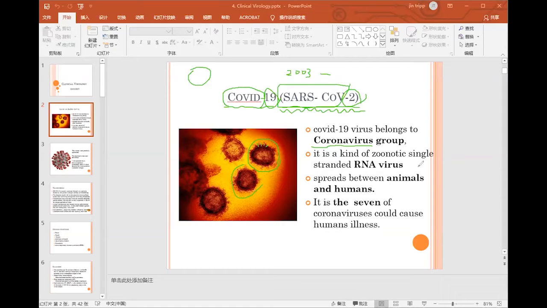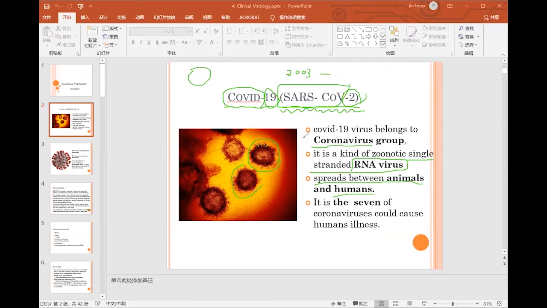This virus is a single-stranded RNA virus. A virus can have RNA or DNA, but not both. So that's the RNA virus, and it can spread between animals and humans.